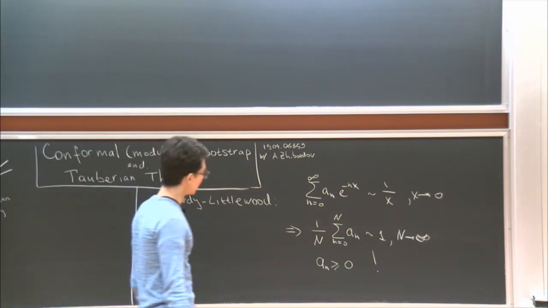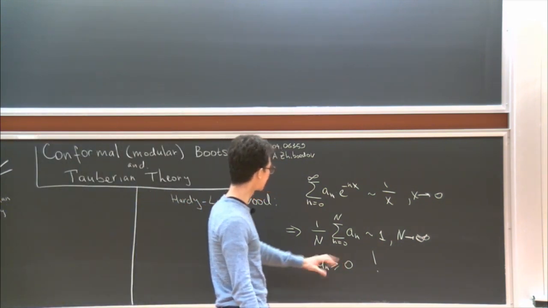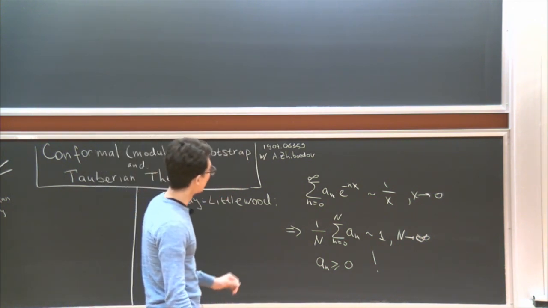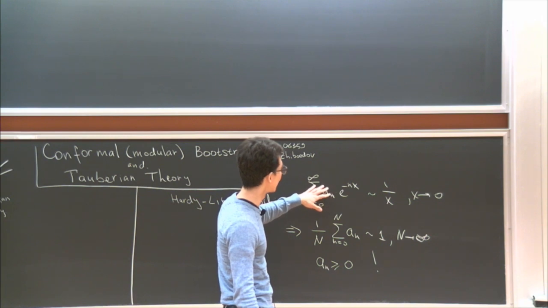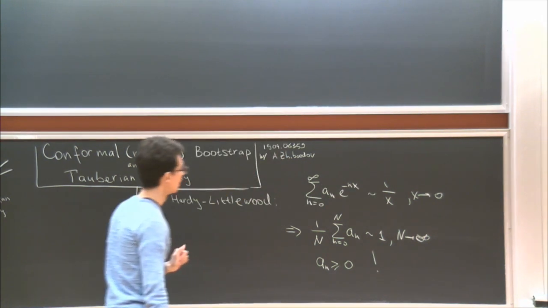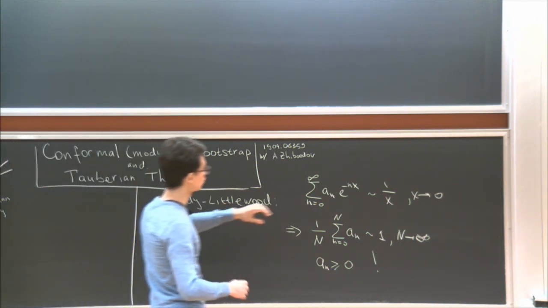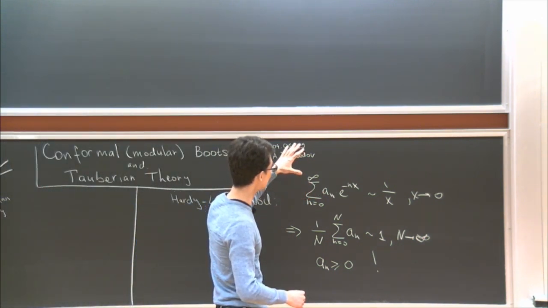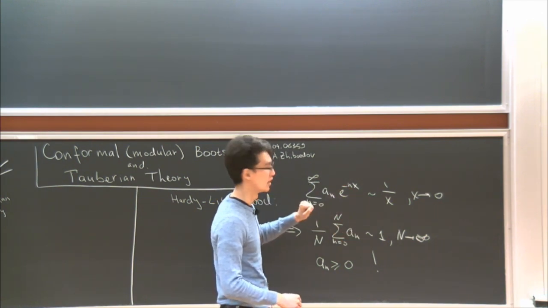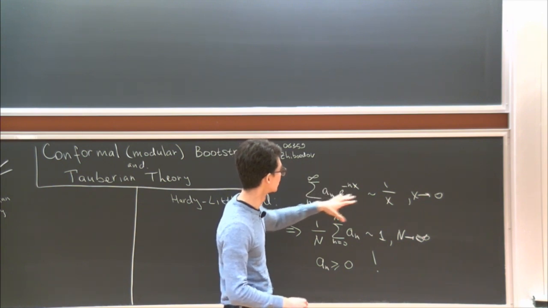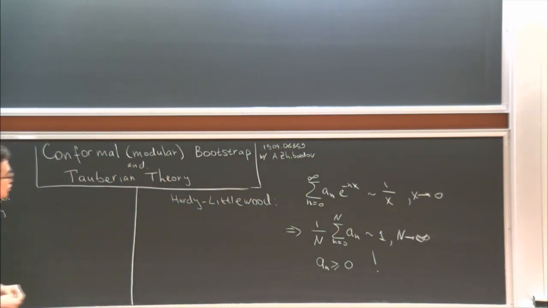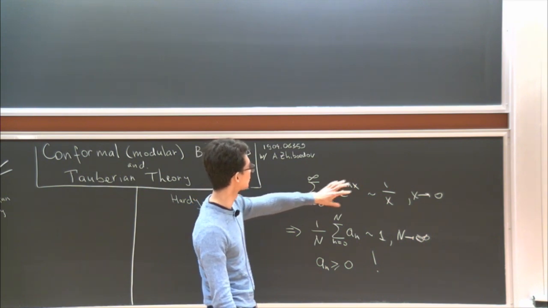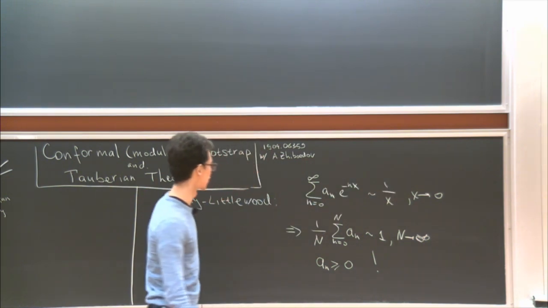Intuitively, suppose we didn't have this condition and allowed a_n's to be negative. Then let's say we found some set of a_n's which satisfy this asymptotic. But then we can imagine that we make a_n's bigger in some places, but then negative in other places. And then we can still satisfy this asymptotic. So that shows you that if a_n's are not positive definite, then there might be different sets of a_n's which satisfy the same asymptotic. And so you can think of this as degeneracies or OPE coefficients. These are like conformal blocks. And this is like the cross channel.